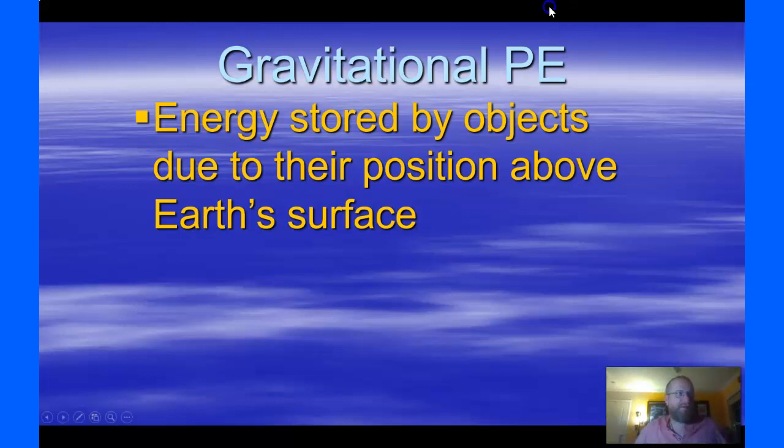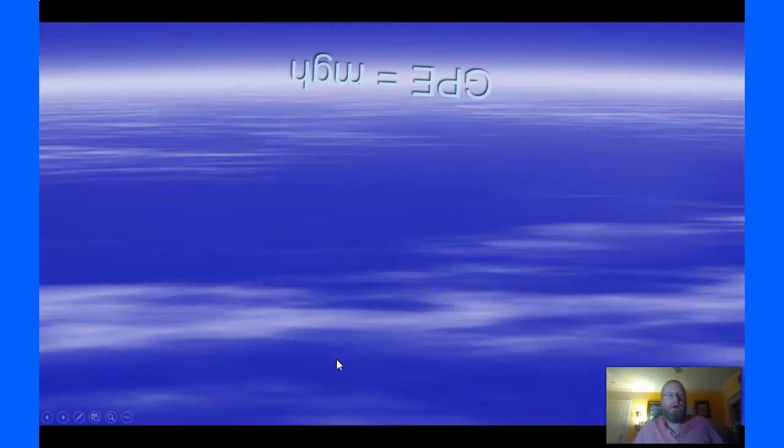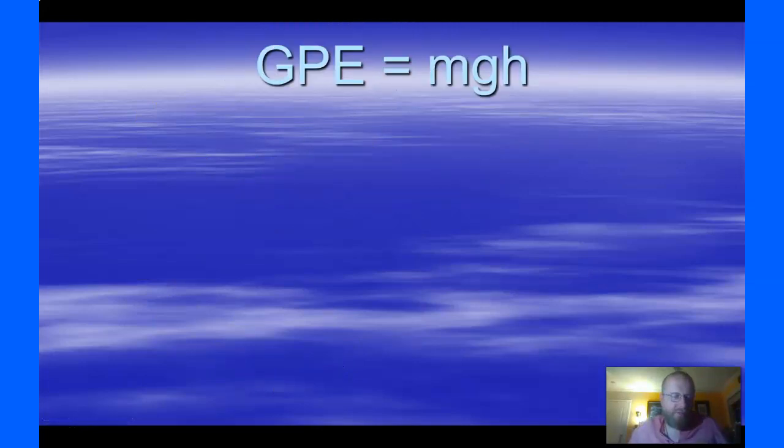Alright, like I said, this one has an equation. Oh, sweet joy. And here it is. Potential energy due to gravity, so gravitational potential energy, equals m times g times h. I'm going to break it down on the next slide. Another way to write gravitational potential energy is big G, big P, big E, instead of big P, big E, subscript little g. I don't care which one you use. M times g times h.